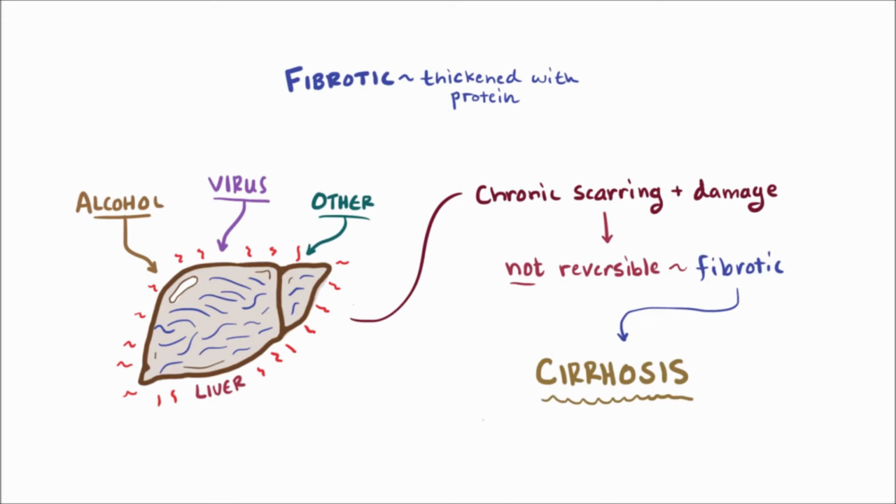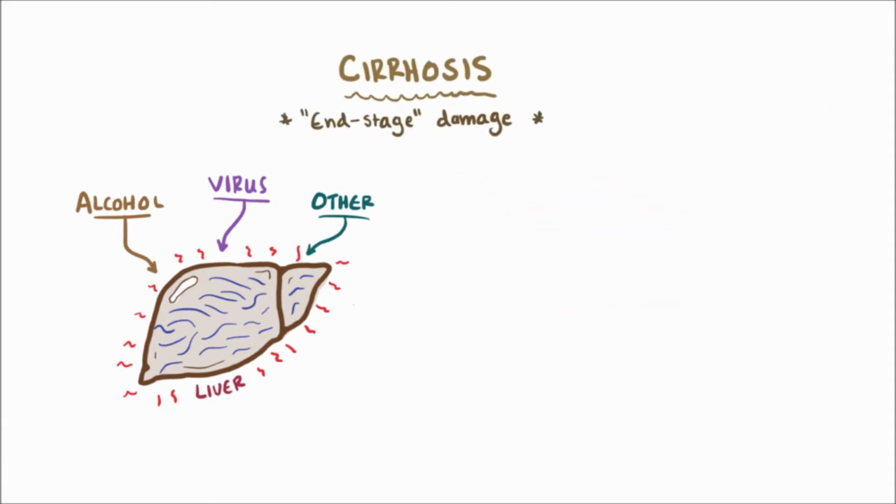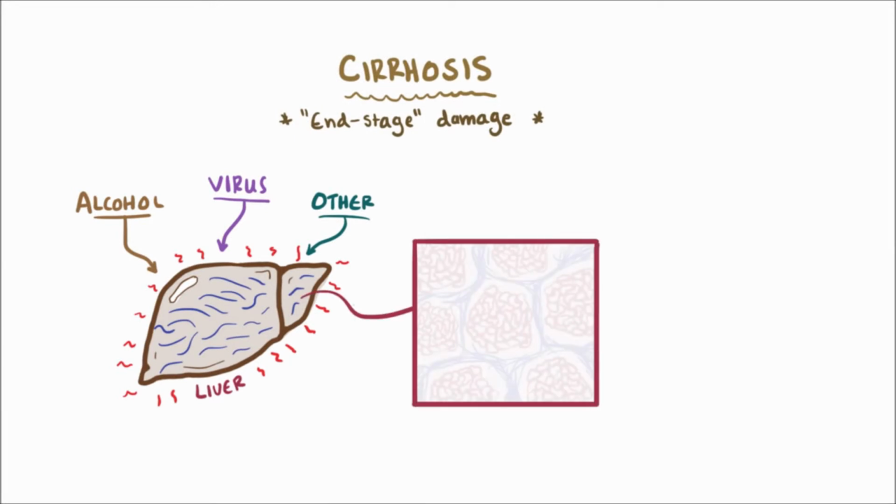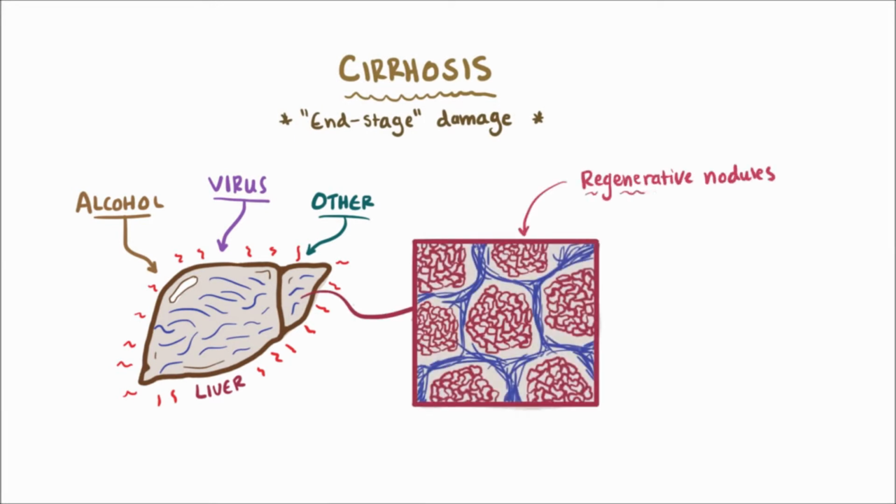Because it's usually irreversible, cirrhosis is often referred to as end-stage or late-stage liver damage. When liver cells are injured, they start to come together and form what are called regenerative nodules. You can think of these as colonies of living liver cells. And these are one of the classic signs of cirrhosis and are why a cirrhotic liver is more bumpy as opposed to a smooth, healthy liver.